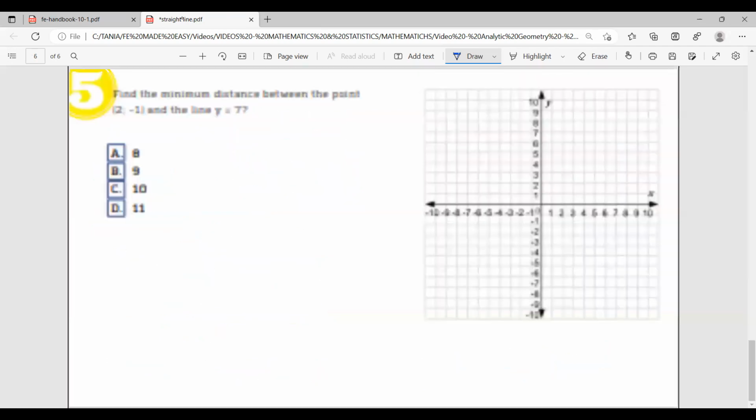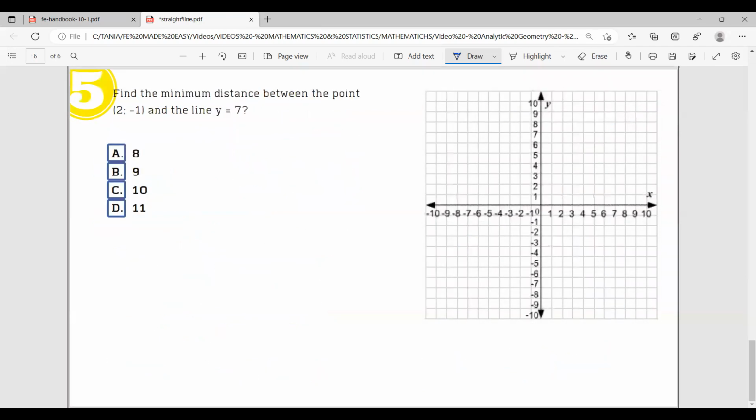And let's go to the next problem. Find the minimum distance between the point (2, -1) and the line y equals 7. You're probably noticing right away that the equation of this line, y equals 7, looks a little bit bizarre, right? It's not the form that you are used to. And let's see, what does this mean?